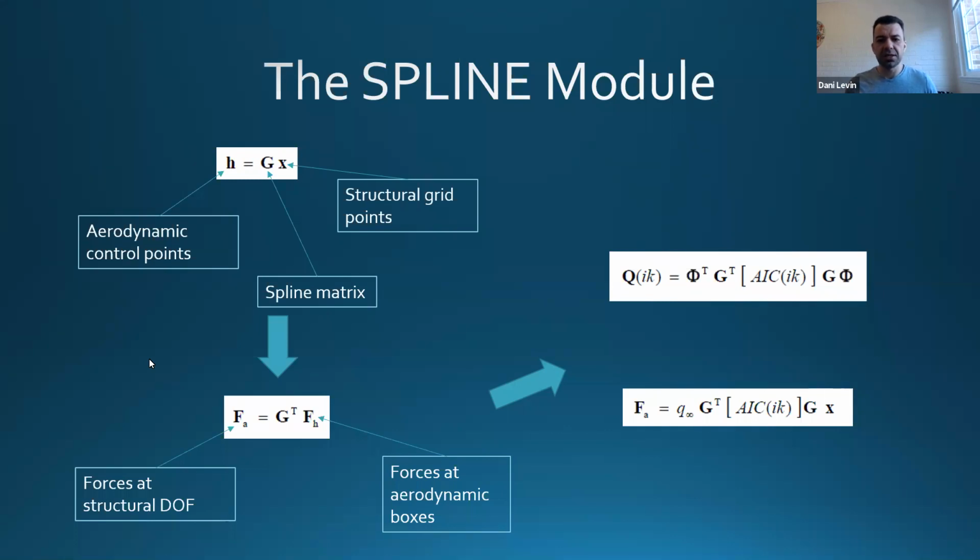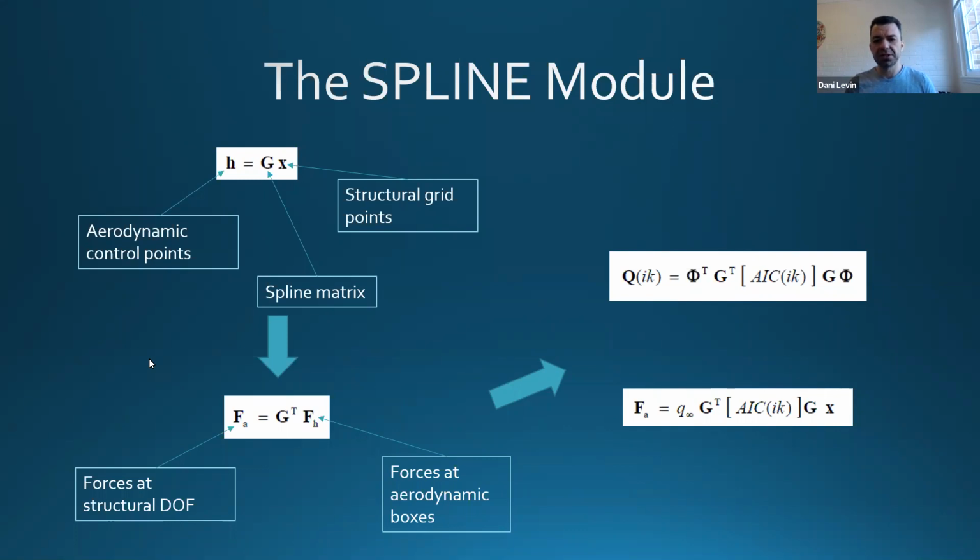The interesting thing is that it's completely transparent to the user. You as the user just say to ZAERO what are my structural grid points, what are my aerodynamic grid points, and the G matrices will be generated inside, and there are no really hard limitations on this. So it's a very powerful tool, and it makes our life really easy.